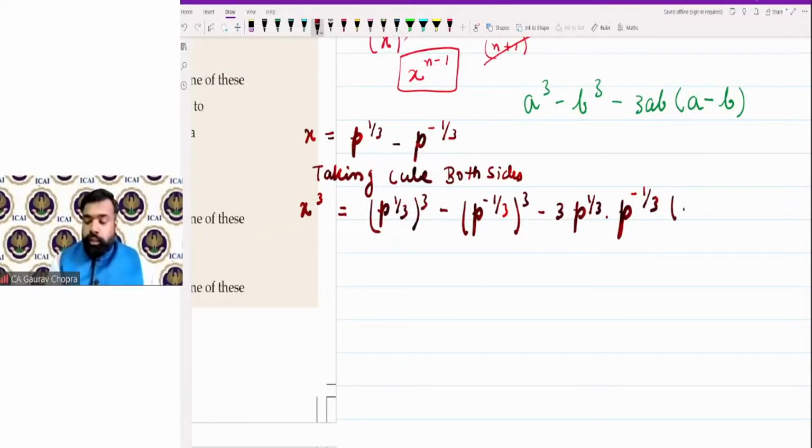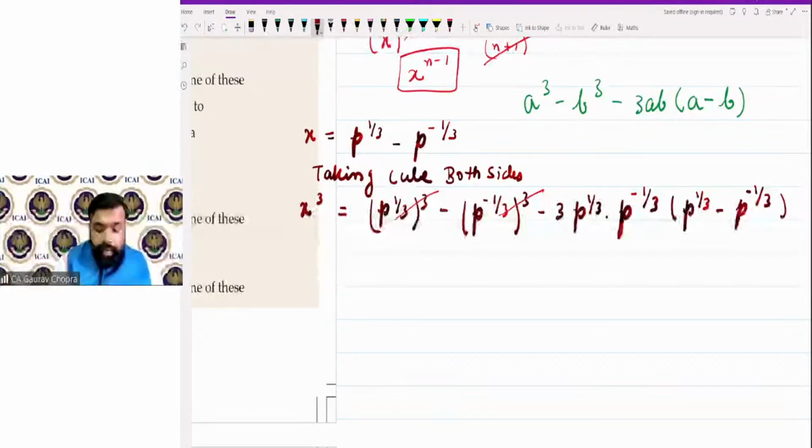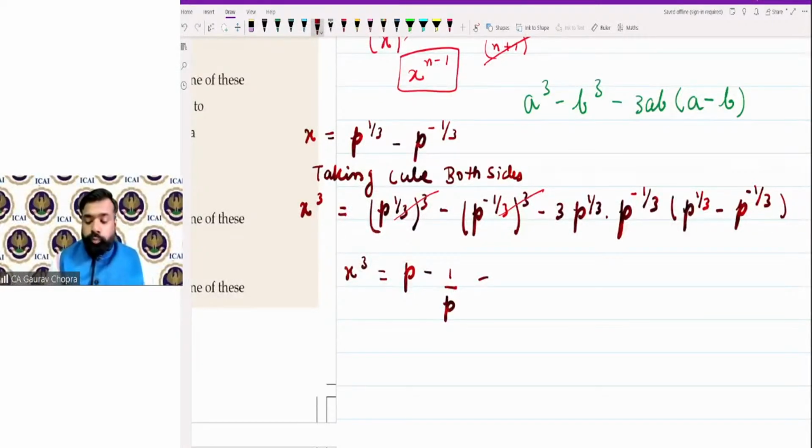So let's write that also: p to the power of 1 by 3 minus p to the power of minus 1 by 3. Now, we can clearly see that this 3 and 3 will get cancelled. Here also 3 and 3 will get cancelled. So what is left? X cube is equal to p minus 1 upon p, minus 3, p to the power of 1 by 3 and minus 1 by 3, and p to the power of 1 by 3 minus p to the power of minus 1 by 3.